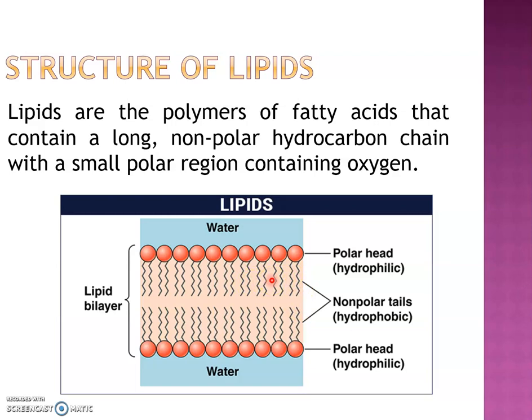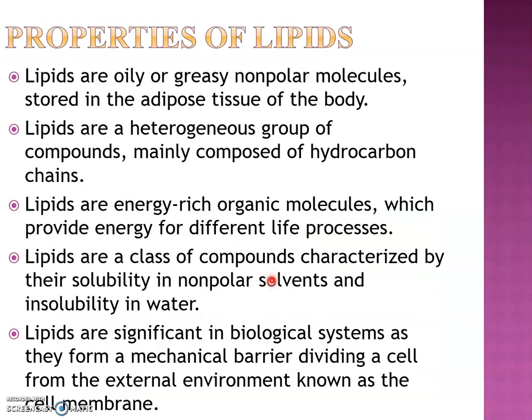Chemically, lipid is an ester of fatty acid. So lipid is the combination of fatty acid and alcohol. That means all the lipids on hydrolysis give fatty acid and alcohol. Then these are the properties of lipid. Lipids are oily or greasy type of material. In humans or animals, it is stored in the adipose tissue. These are made up of hydrocarbon, mainly long chain fatty acids.